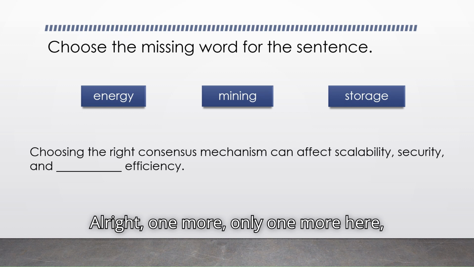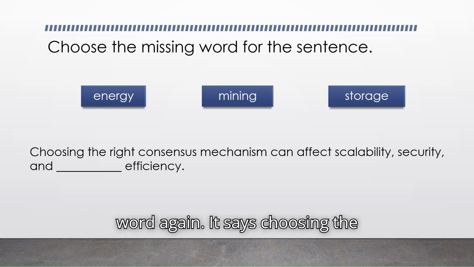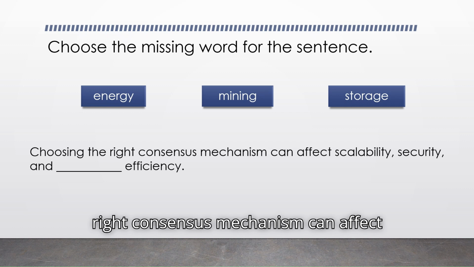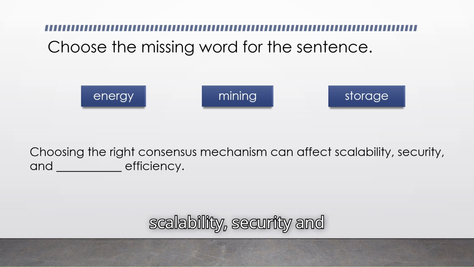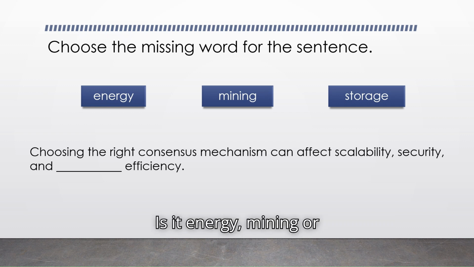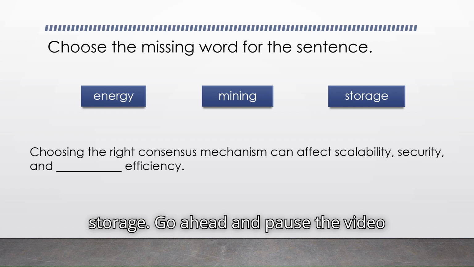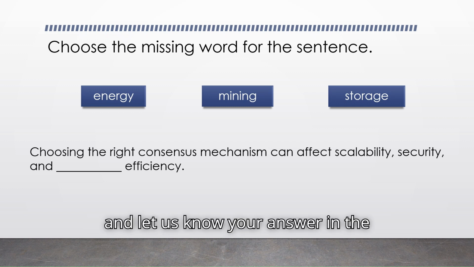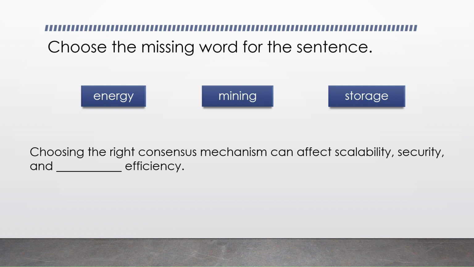All right, only one more here, right? So we want to choose the missing word again. It says, choosing the right consensus mechanism can affect scalability, security, and efficiency. Which word is missing there? Is it energy, mining, or storage? Go ahead and pause the video and let us know your answer in the comments below.